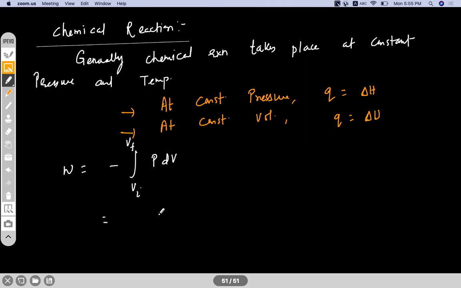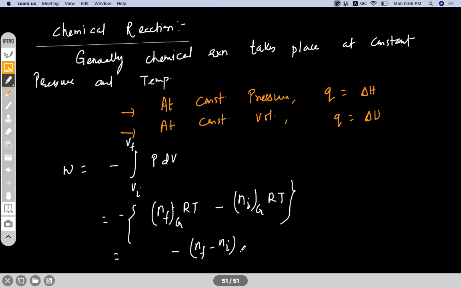Right. So we can write NF, final number of moles only for gases, R into T, minus NI, initial number of moles only for gases, R into T. This we can do, VF minus VI is this. So with the negative sign already there, this would be equals to minus NF minus NI for gases, RT, which is equals to minus delta NG RT. PdV is minus delta NG RT.